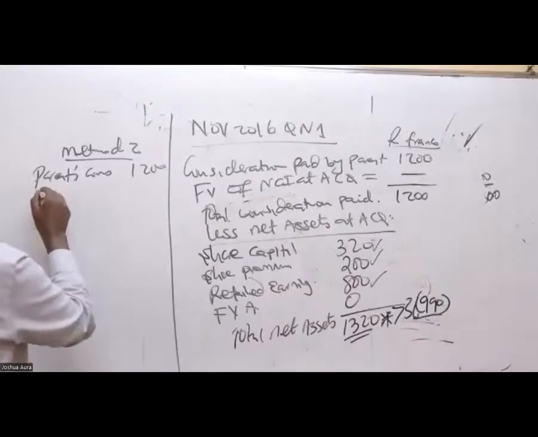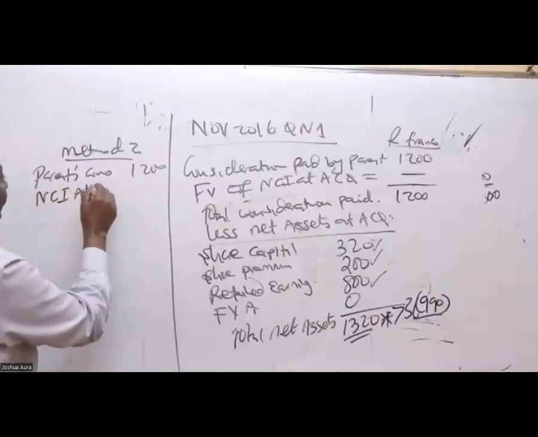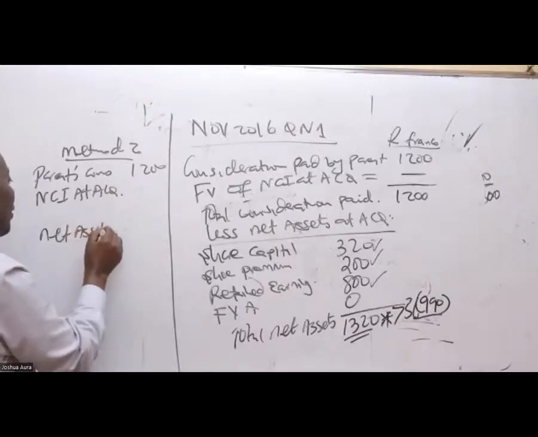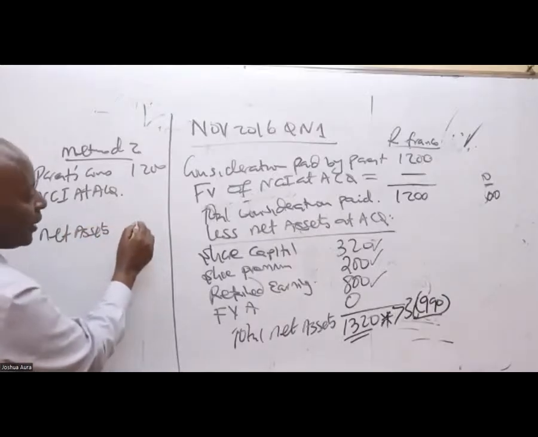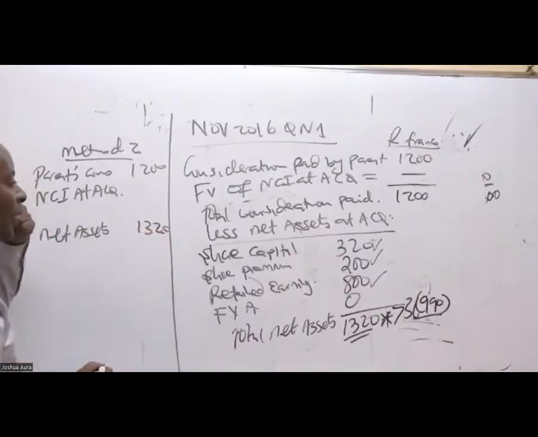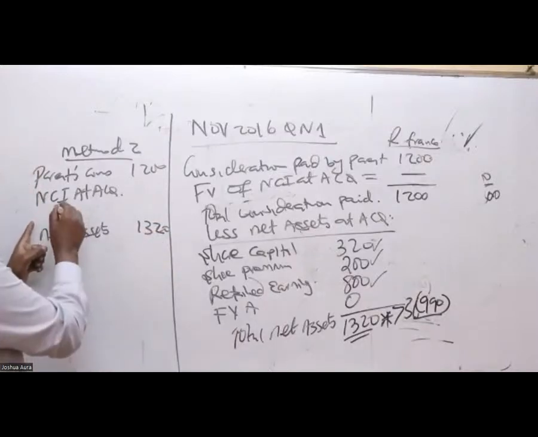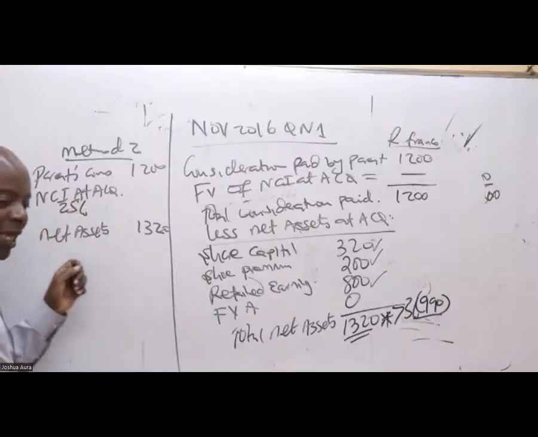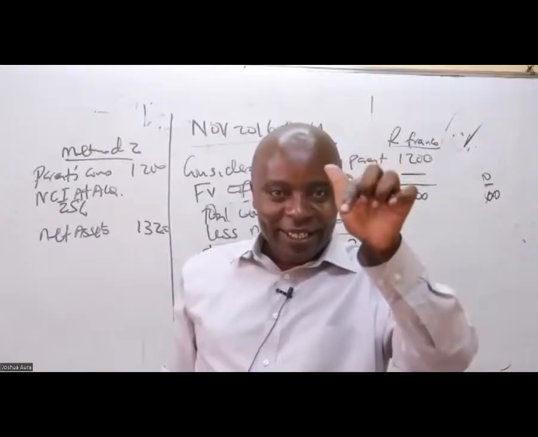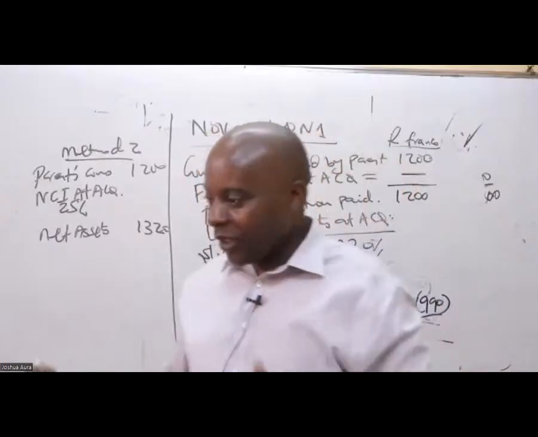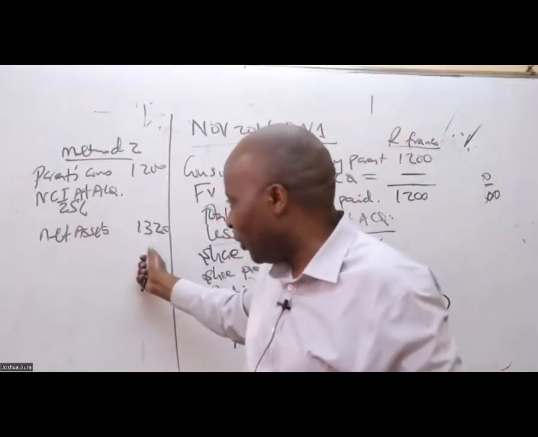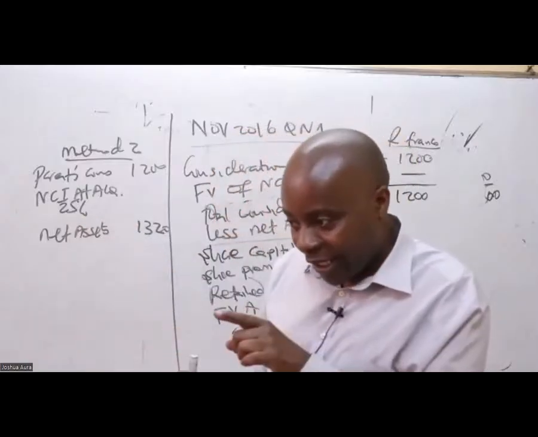And then we have here NCI at acquisition. They'll tell you the net assets here are 1320. Teacher, we know that the NCI percentage is 25, because if the parent has 75, then NCI has 25. So what is 25% of these net assets? Can somebody give me this 25% of the net assets?